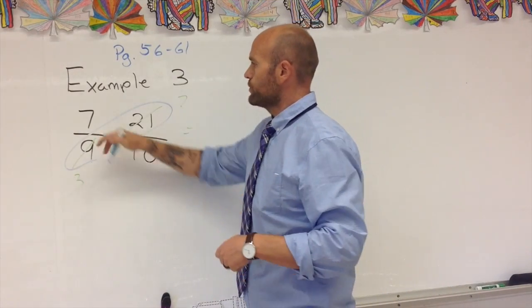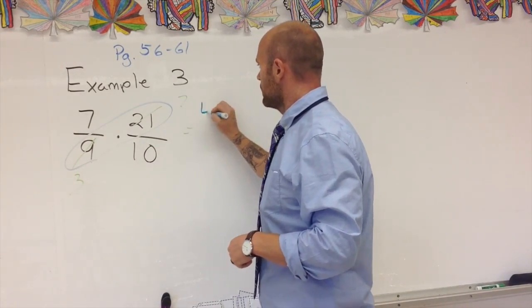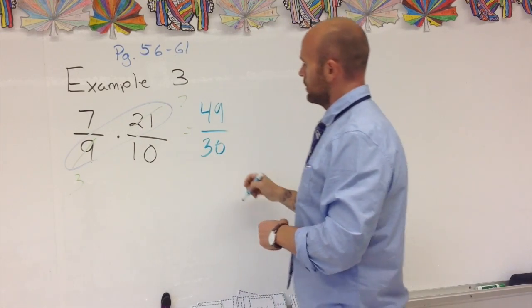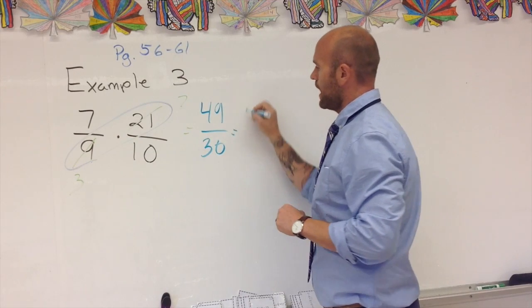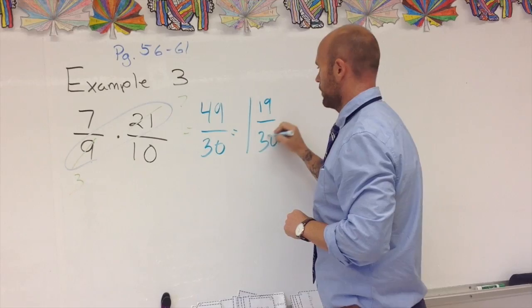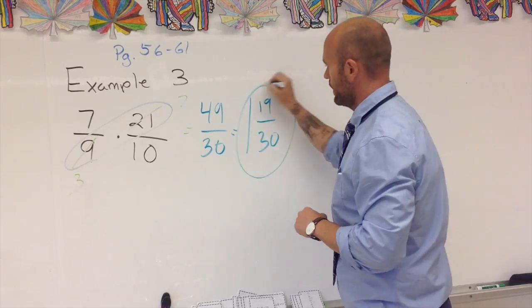So now we go straight across. Then 7 times 7 is 49, and 3 times 10 is 30. 30 goes into 49 one whole time, and I'm left with 19 over 30. Alright, and this would be my final answer.